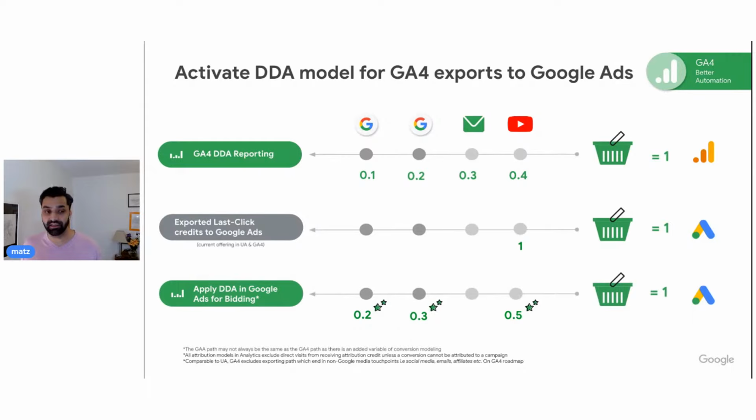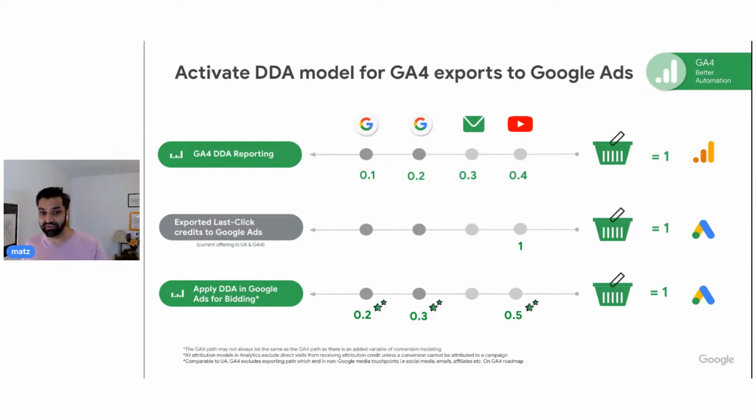So what happens essentially is when you go to that setting that I just shared in the last screen, and you switch the attribution setting to DDA, the conversion credit for all the media touch points that Google Ads can see gets redistributed.